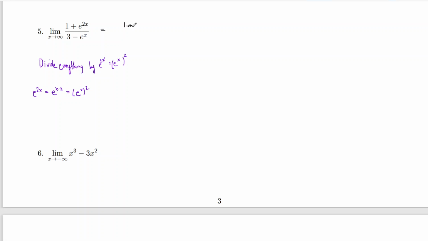We've got the limit as x goes to infinity of 1 over e to the x squared plus e to the 2x, which is e to the x squared. We just figured that out, that's why we're dividing by it. E to the x squared. And then that's over 3 over e to the x squared minus e to the x over e to the x squared.